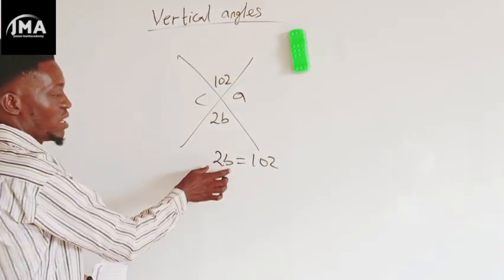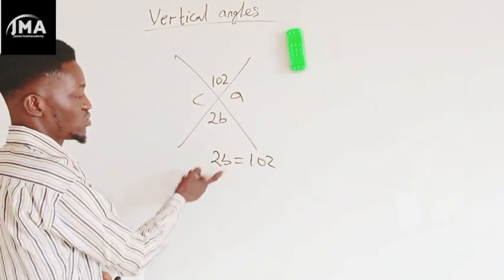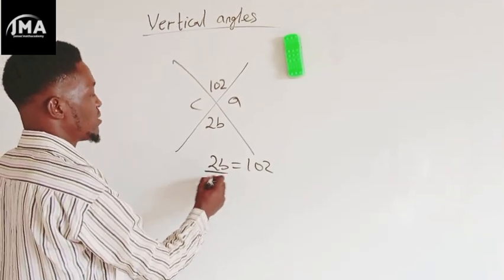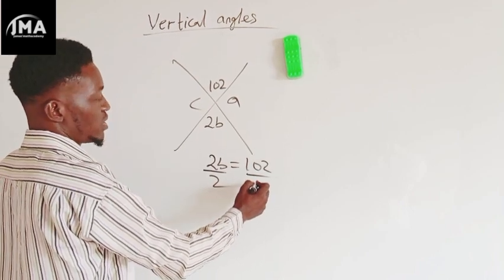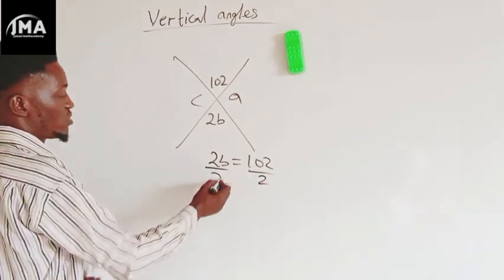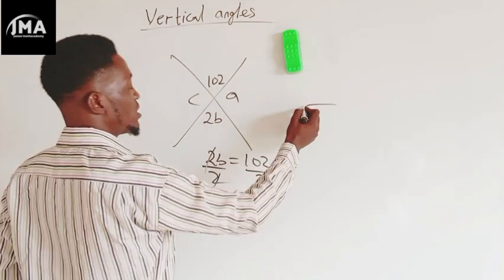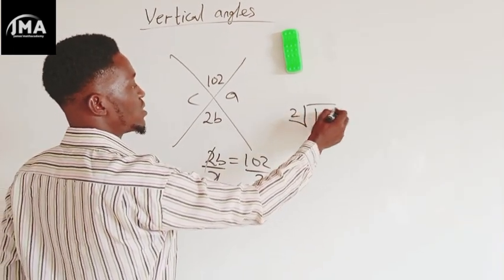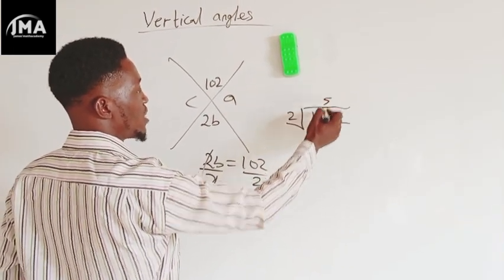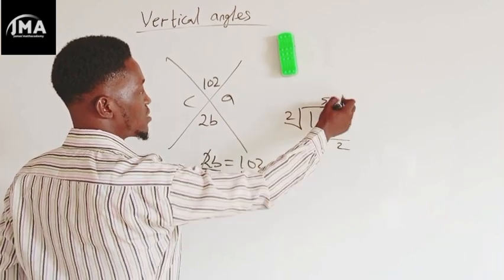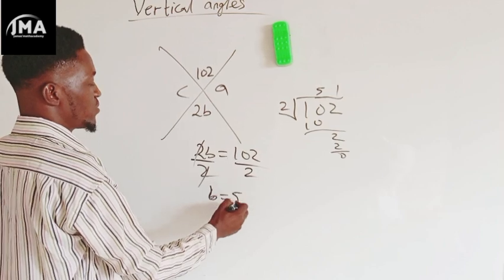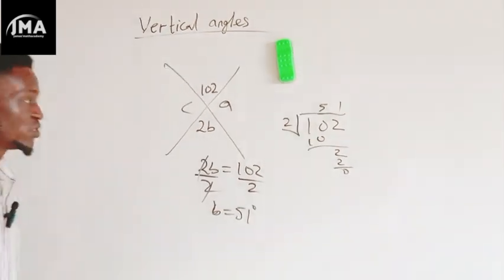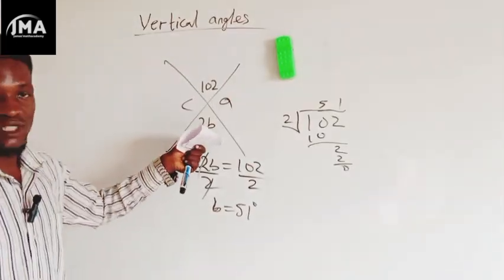You have to divide both sides by 2, because 2 is attached to b. So you say 2b divided by 2 and 102 divided by 2. If you are dividing them, let's see what we're going to have. This is 5, this is 10. Yes. Okay, so our answer here is 51 degrees.